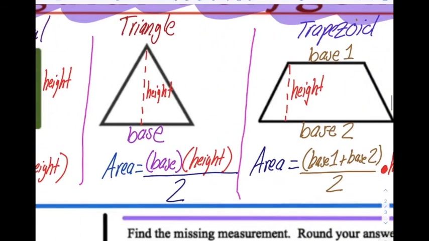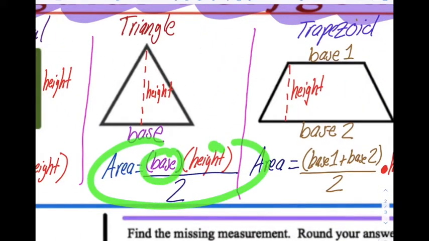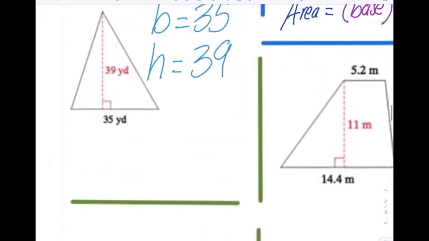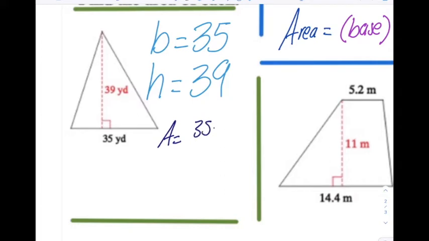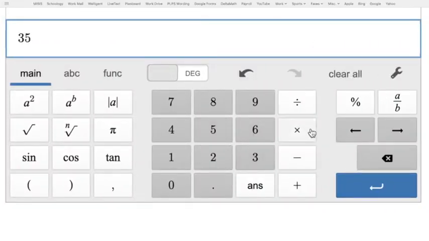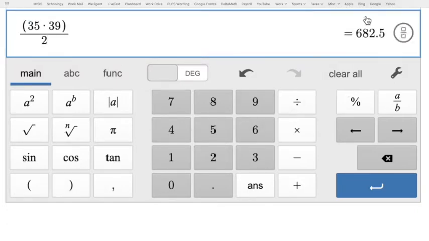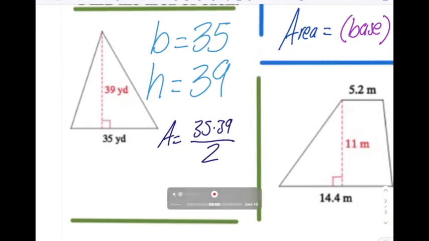What is my formula for the area of a triangle? Base times height divided by 2. Okay, let's do it. So the area of a triangle is base times height divided by 2. 35 times 39 divided by 2. Okay, so let us use our calculator. If I use parentheses, 35 times 39, close parentheses, I can divide the whole thing by 2. And I get 682.5.